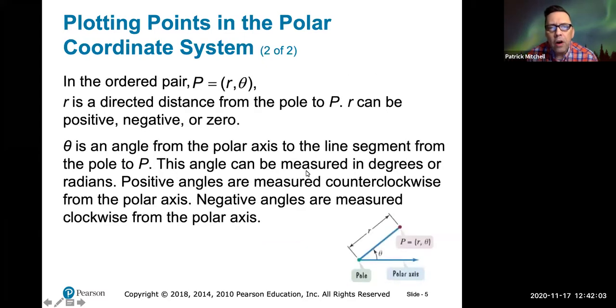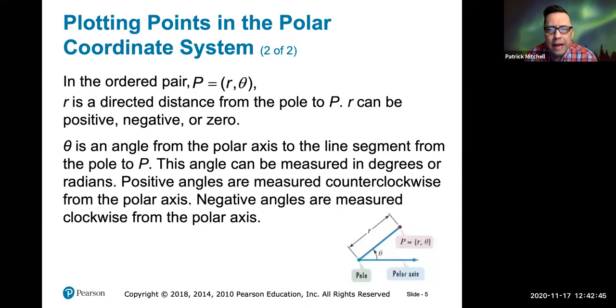So in the ordered pair r comma theta, r is a directed distance from the pole to P. And when they say directed distance, they mean that it can be negative. So it can be positive, negative, or zero. So here is the pole, also known as the origin. So instead of going to the left or to the right and then going up or down, which is what we do in rectangular coordinates, we're just going to go directly to that point. And the distance to that point is called r. Again, it's really a directed distance because it could be negative, and we'll explain how that works in a little while.